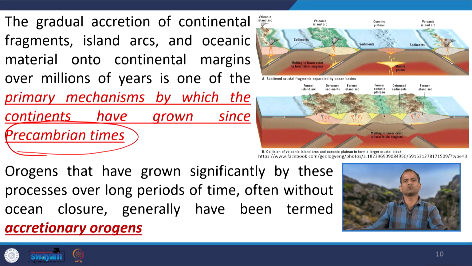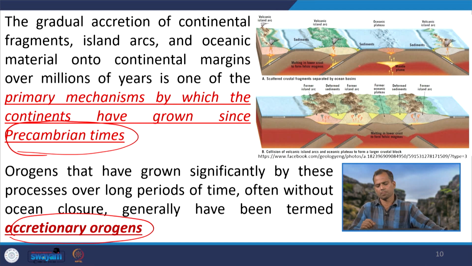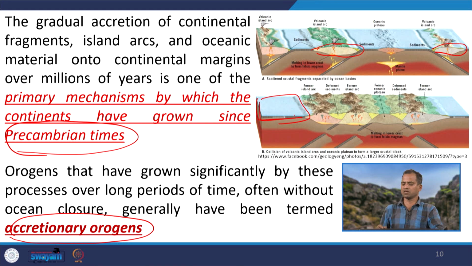Orogens that have grown sufficiently by this process over a long period of time, often without ocean closure, are generally called accretionary orogeny. So, you can see here how these continental systems or island arc systems are colliding with each other without losing the oceanic system in between. This process is called accretionary orogeny. Accretion means addition. So, it is the addition of one continental system to another continental system.